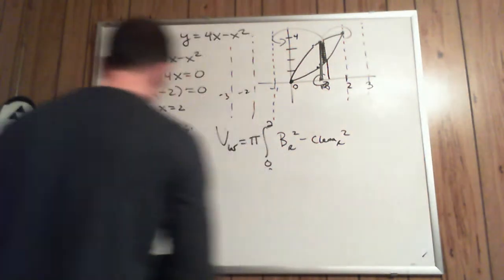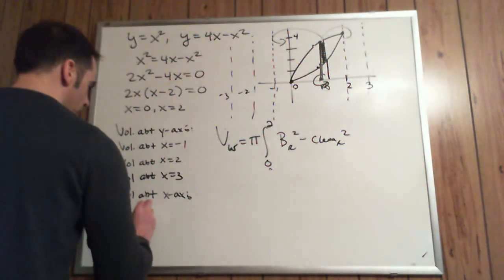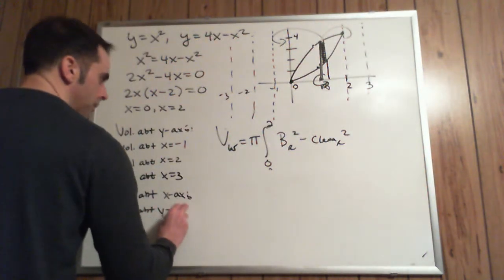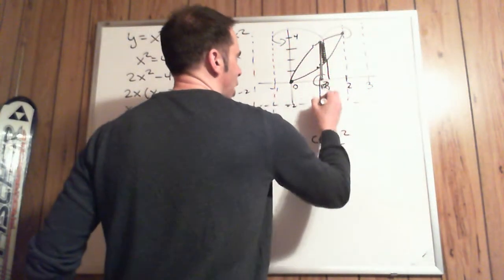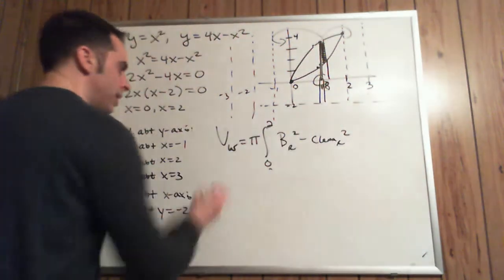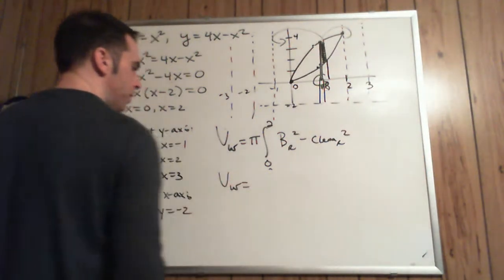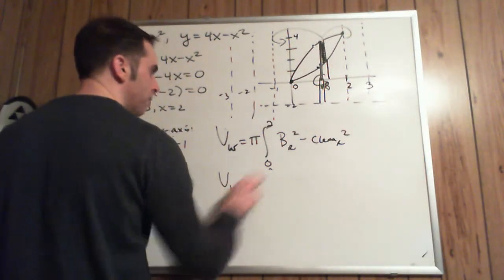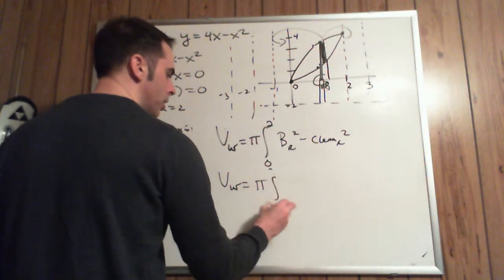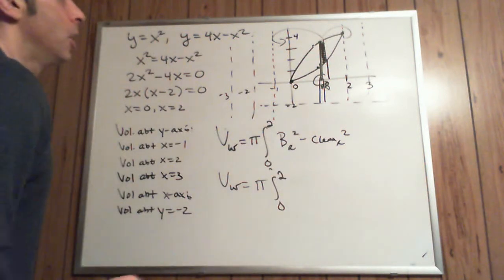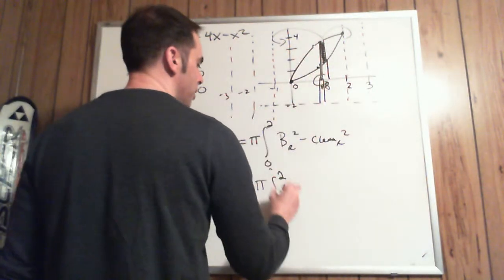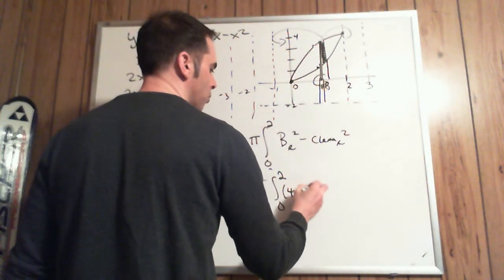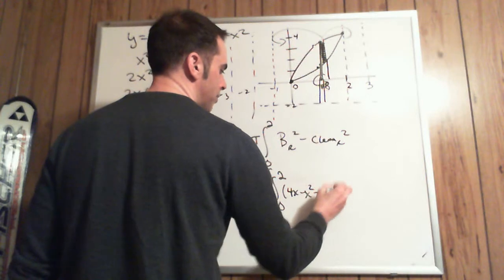What if we had the volume about the line y equals negative 2? Well, that would be down here again. Draw it right up against the axis of rotation. When it's perpendicular and there's a clear piece, it's volume by washer. So from 0 to 2. The big radius would now be the top minus the bottom. So it's going to be 4x minus x squared minus a negative 2.